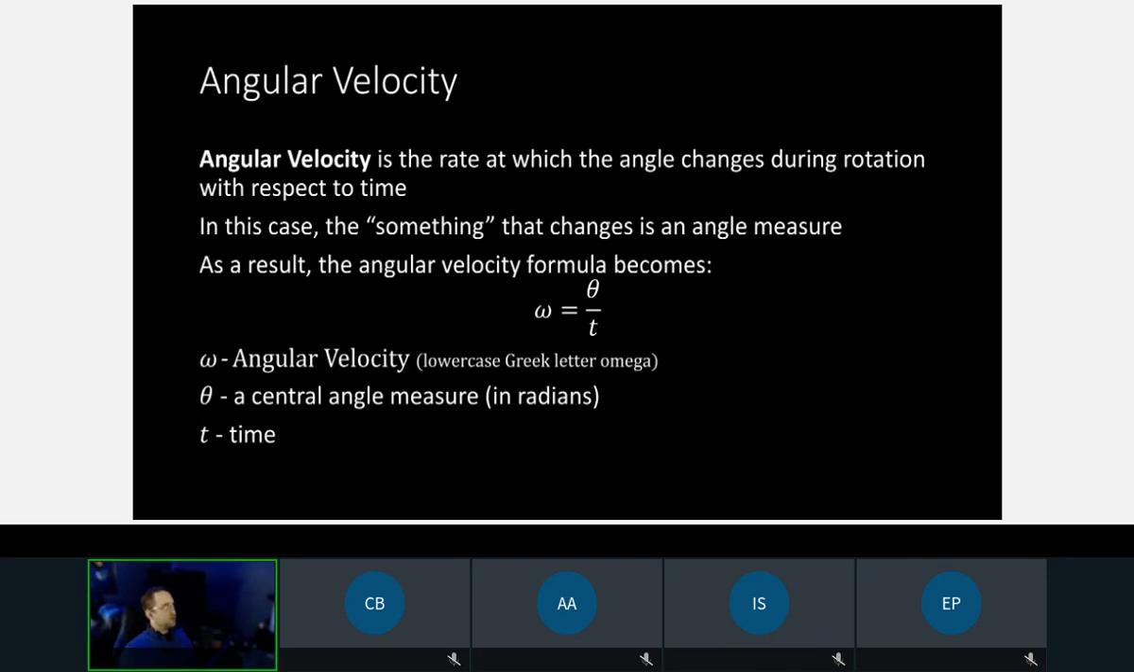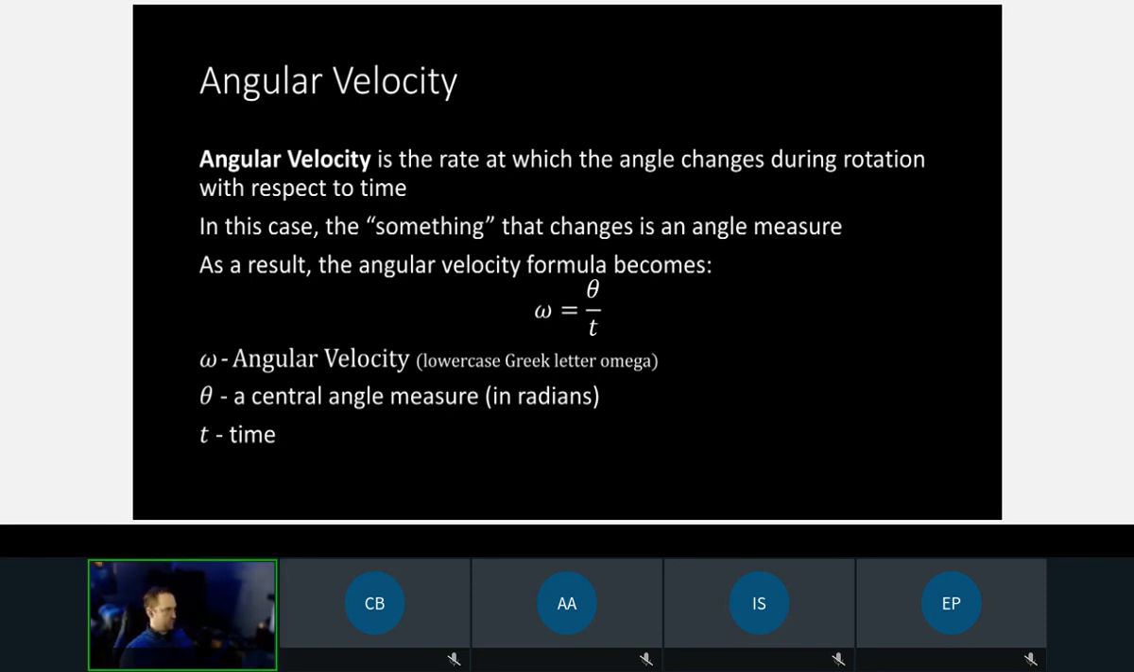All right. So, angular velocity and linear velocity. Angular velocity is the rate at which the angle changes, hence the name angular velocity. It's about the change of your angle over time. I talked about something per time. Well, that something in this case is your angle. As a result, the angular velocity formula becomes omega equals theta over t.